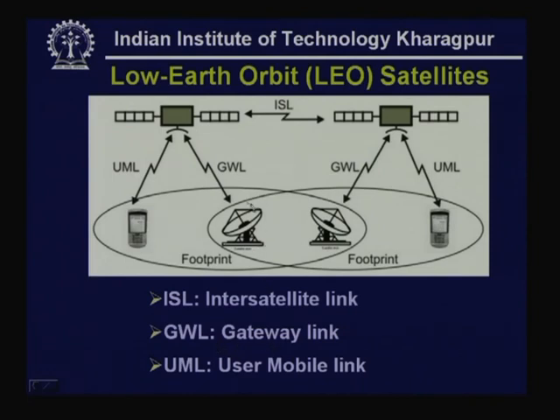That means there is an earth station which is used as gateway. For this satellite this is the footprint and this is the footprint of another satellite. As you can see, this satellite can communicate with another satellite, and also the ground stations or gateway links. So, this is known as GWL, that is your gateway link, and third is your user mobile link. So, directly the mobile phones can communicate with the satellite in this case. So, there are three different types of links which are used for communication: ISL, GWL and UML, user mobile link, gateway link and inter-satellite link.